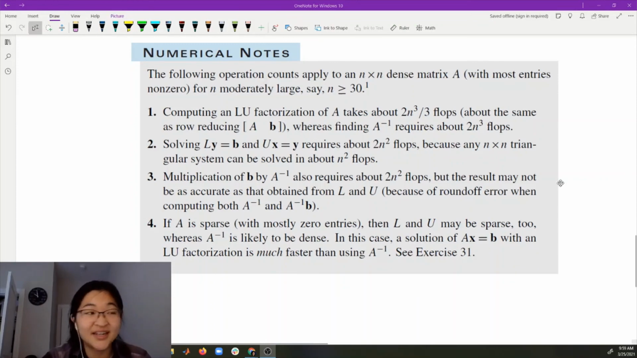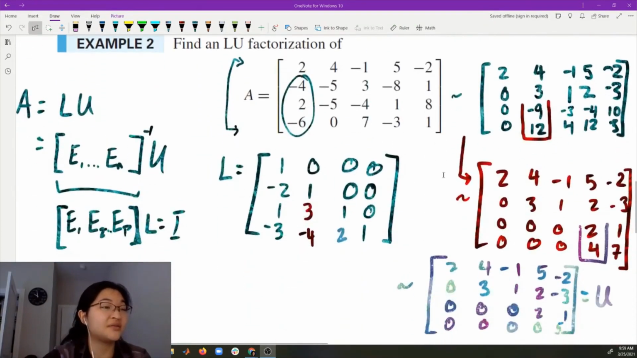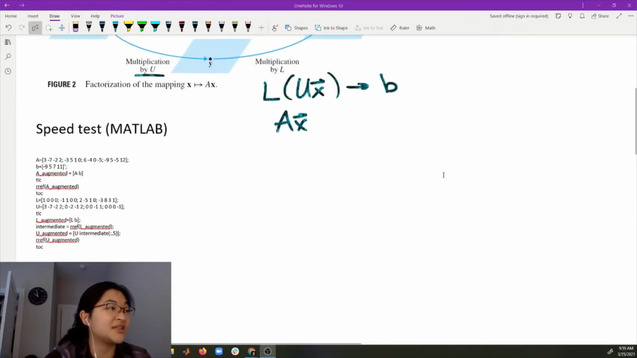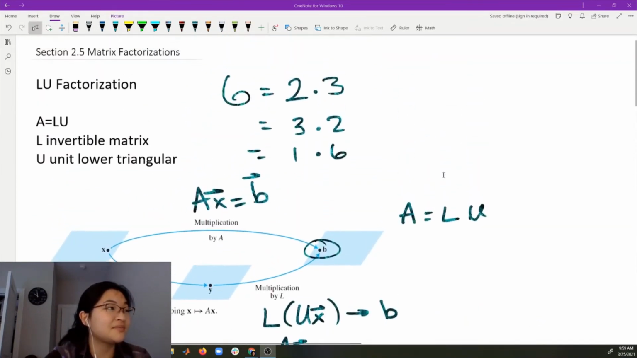All right, I think that's it. What did we do? We found an LU factorization. We thought about our algorithm. We looked at an example, and there we go.